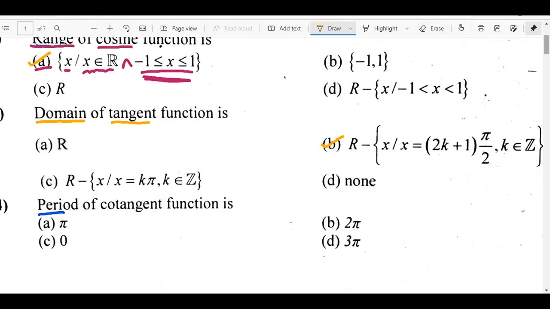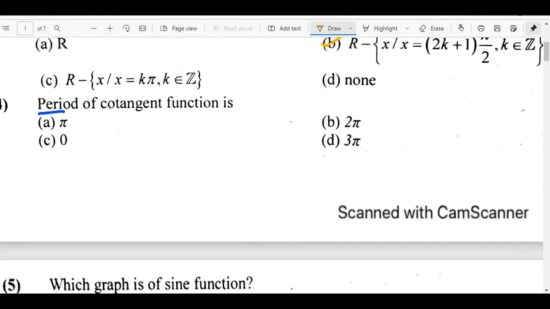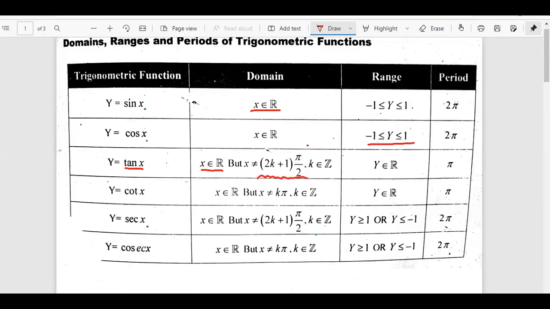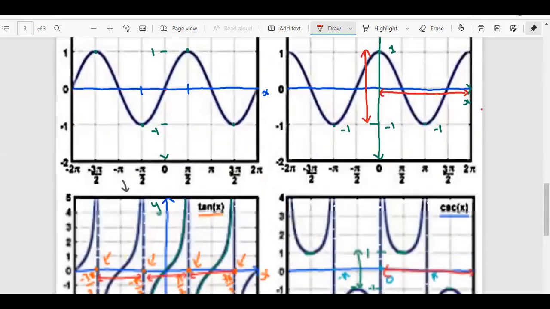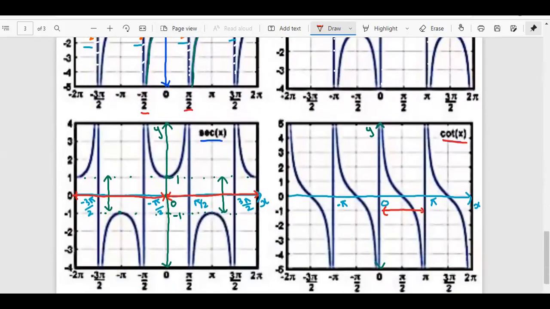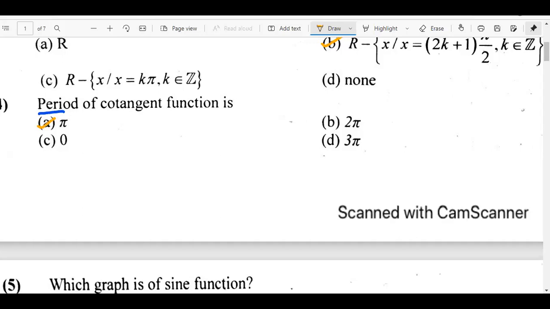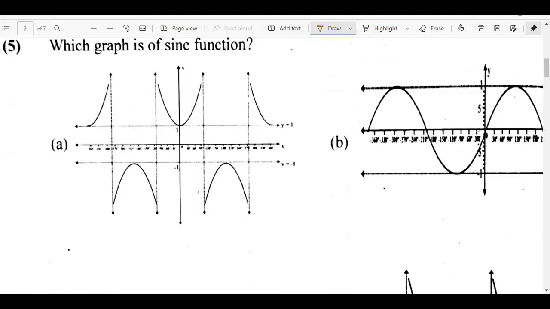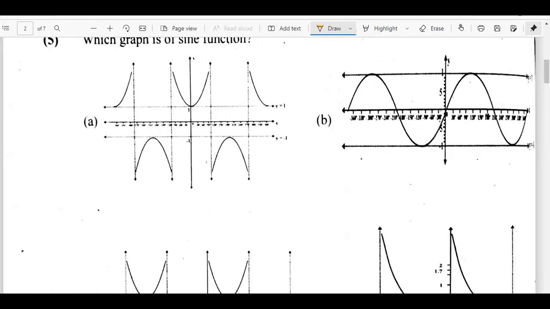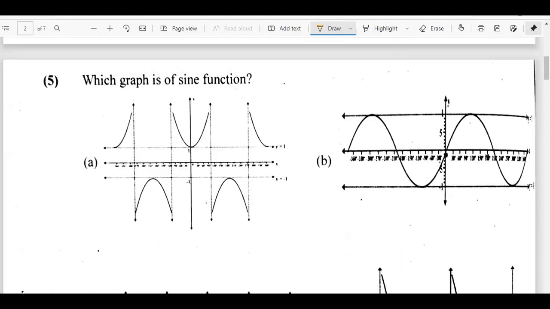Perfect. Then the fourth question is about the period of cotangent function. So we have discussed period. Again, for period, we talk about the x-axis, we talk about cot in this case, and what is the period? It would be pi, just pi. Perfect. So it would be pi. Very good. All right, let me zoom out now.